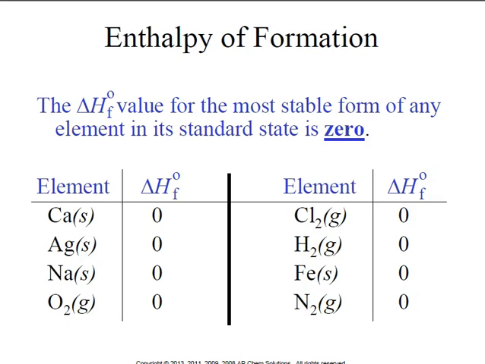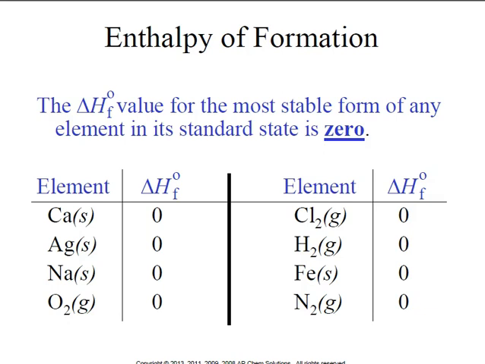Anything that's already in its standard form has an enthalpy of formation of 0. For example, calcium is standardly a solid, right? God made it that way. It's already on the earth. It doesn't take any energy to form calcium solid. It just is. So these things have heat of formation values of 0.